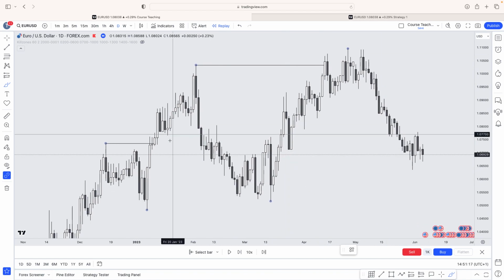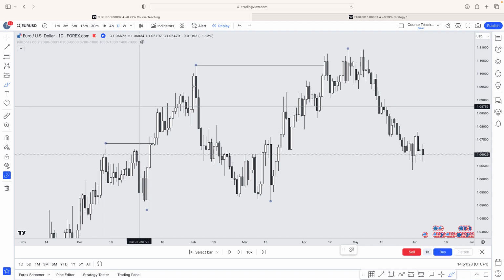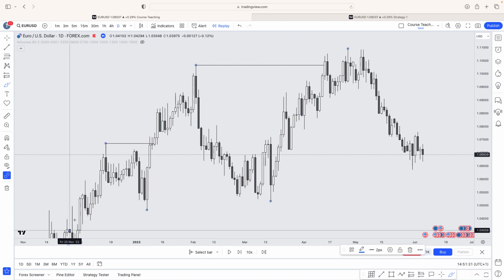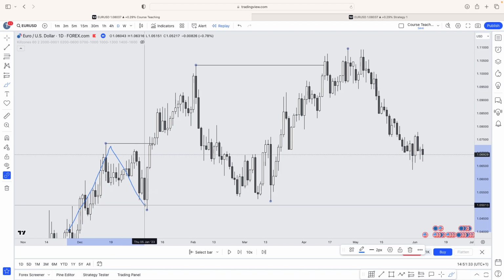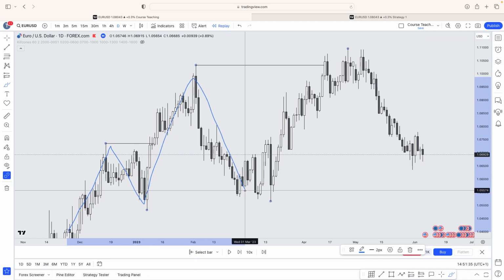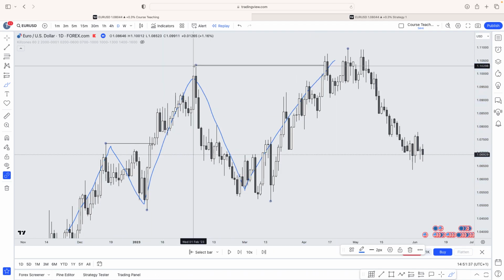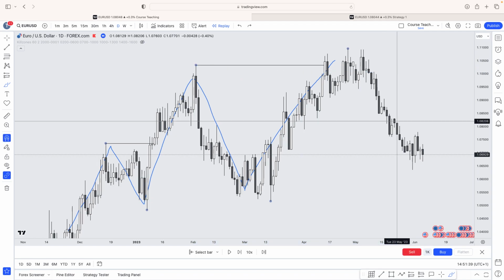Okay. So what we have here is we're on the daily time frame. If you want to follow along, this is the 15th of December 22 and this is the 6th of June 23. Okay, so what we've got on the daily time frame then is an impulse, a correction, an impulse, a correction, and then an impulse to the upside, breaking that structure to the upside.